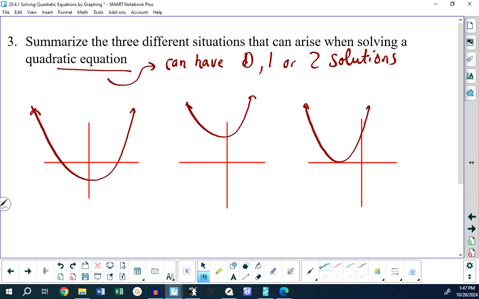One more thing, if b squared minus 4ac is positive, you'll get 2 solutions. Those solutions will be rational if b squared minus 4ac is a perfect square. It will be irrational if it's not. Those are just tips, and later on we will learn why that's the case.